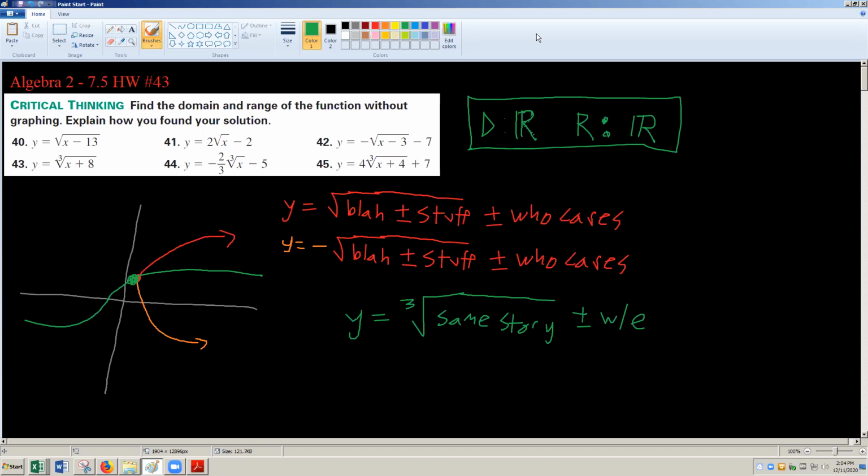And again, if I flip this thing and it was negative, same stuff as it was up there, it would look something like that. Any questions on 43? Perfect.